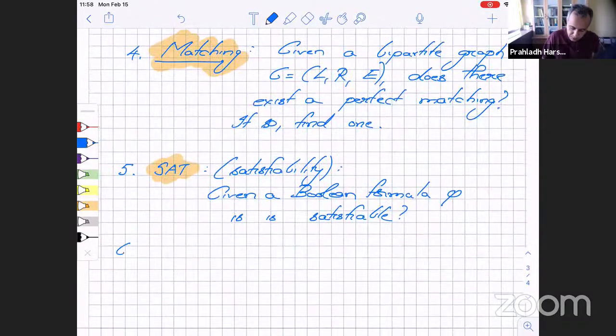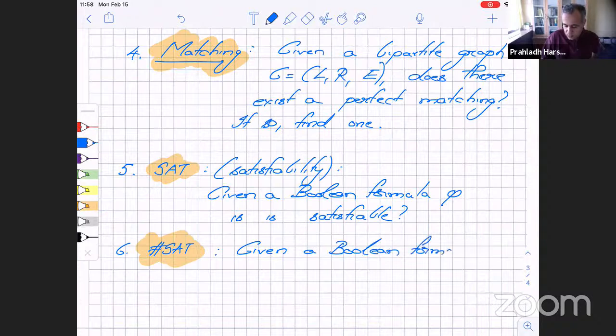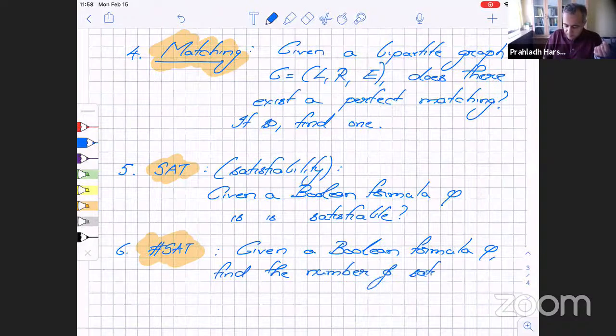I'm going to make this problem a little more complicated. I'm going to talk about what I'll call number SAT. Given a Boolean formula phi, find the number of satisfying assignments. Previously, I just wanted to ask, is there a satisfying assignment or not? Now I'm asking for the number. At least by the very statement, this problem is at least as hard as SAT, because if I can solve this problem, I can certainly solve SAT. SAT is just asking whether the number is non-zero or not. Here you're asking for the exact number.